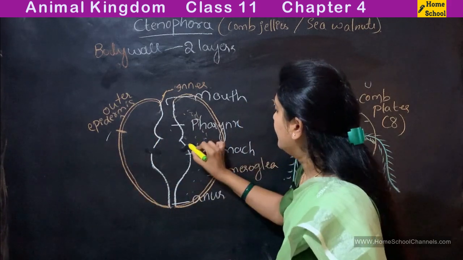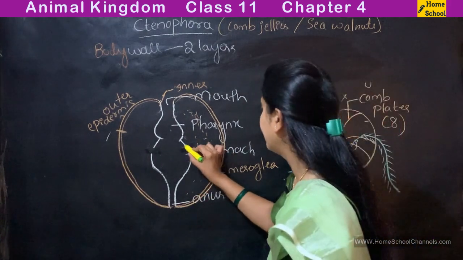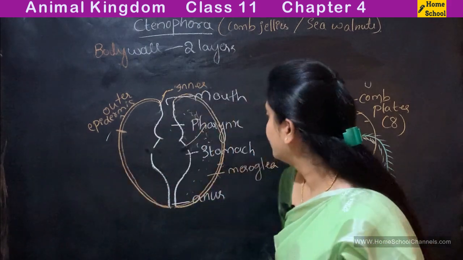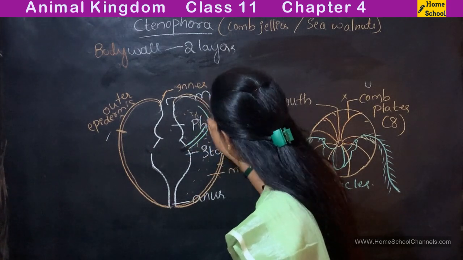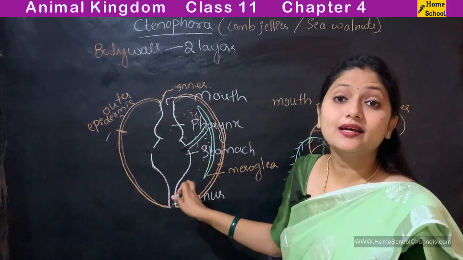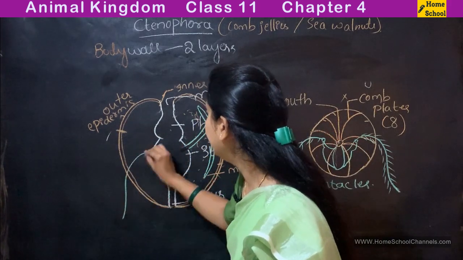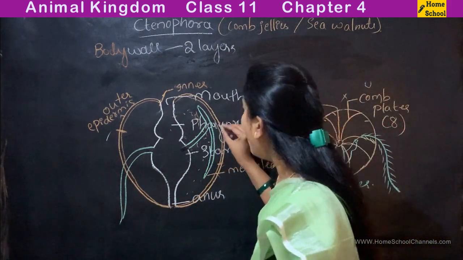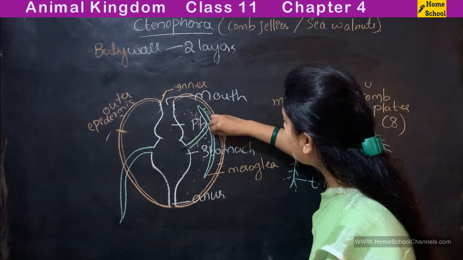So now we will make two openings here. Okay. So one opening, we will take one single comb jelly as an example, and another opening we'll take as the tentacle. So we'll take another color. And we have one structure like this. This is the comb plate, and this is the tentacle. Alright, this is the tentacle and this is the comb plate. On the comb plate, there are some small structures which are called cilia.